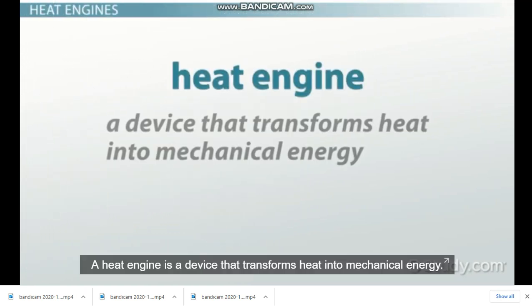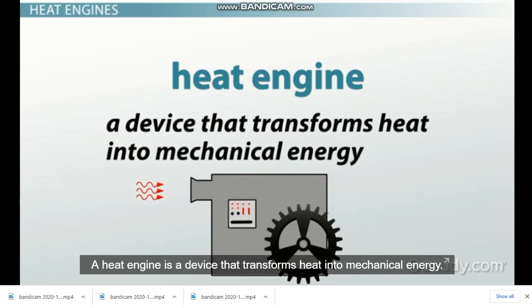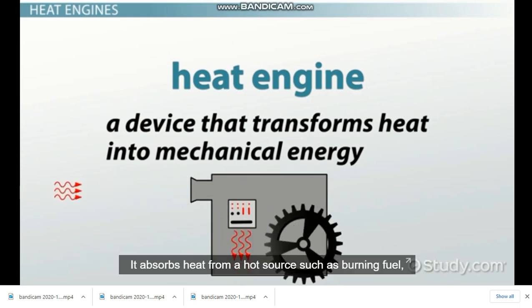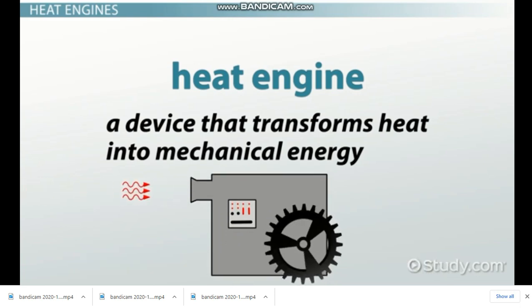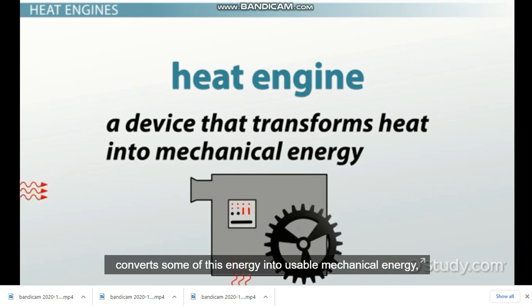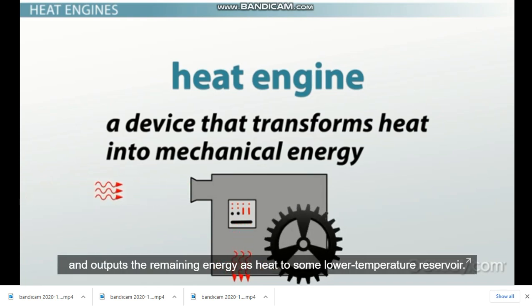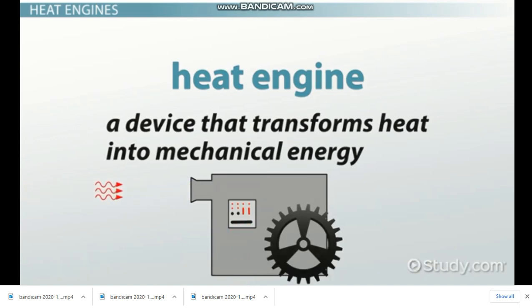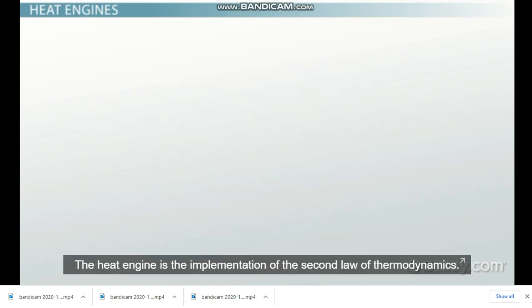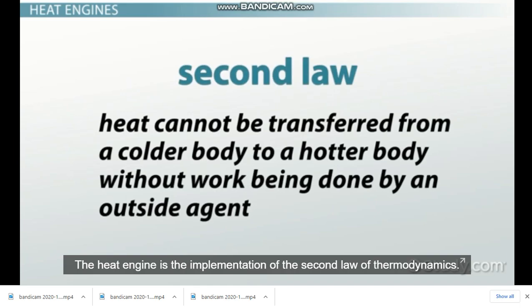A heat engine is a device that transforms heat into mechanical energy. It absorbs heat from a hot source, such as burning fuel, converts some of this energy into usable mechanical energy, and outputs the remaining energy as heat to some lower temperature reservoir. The heat engine is the implementation of the second law of thermodynamics.